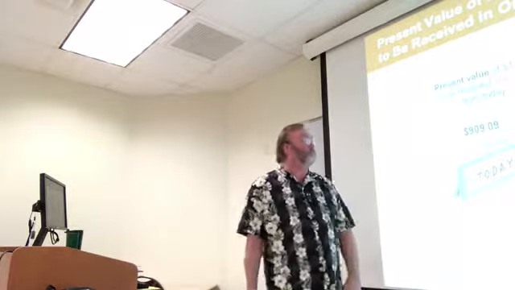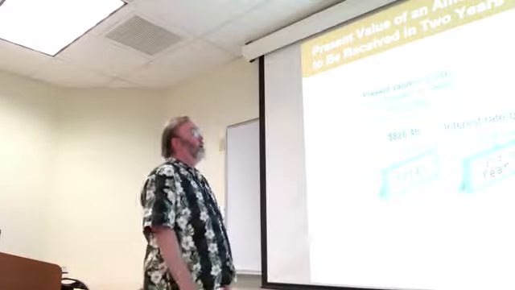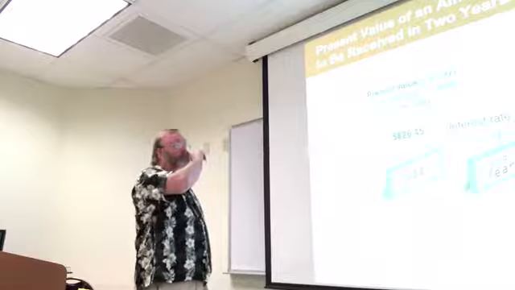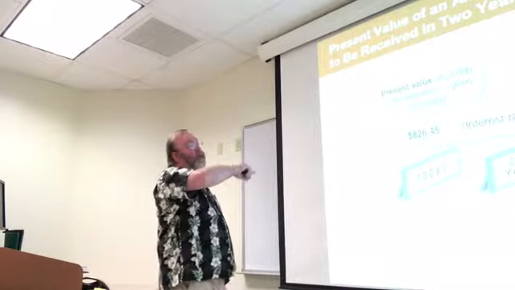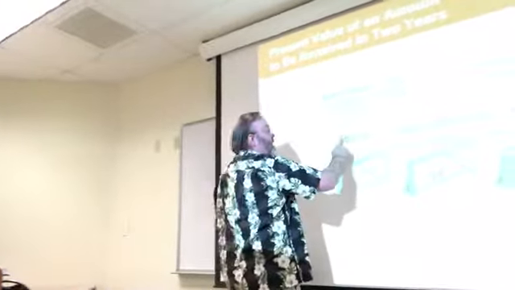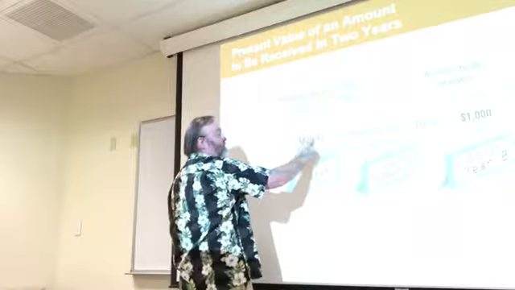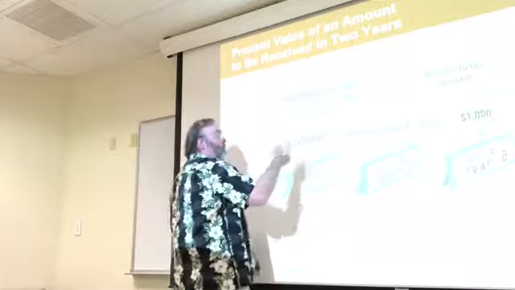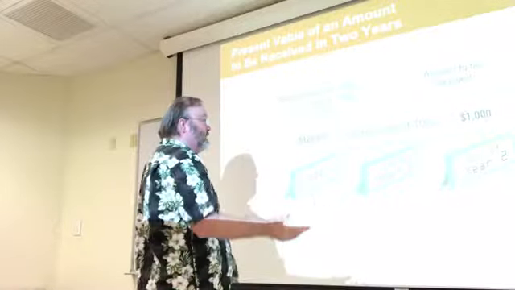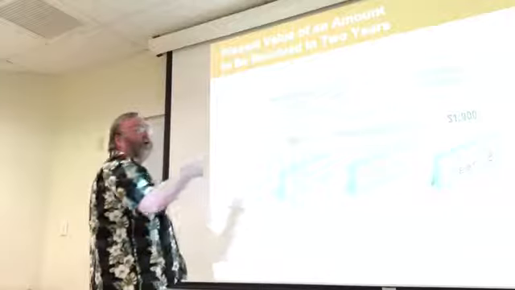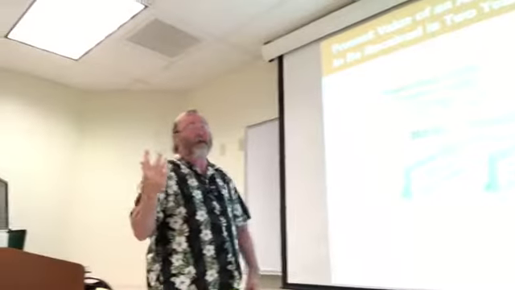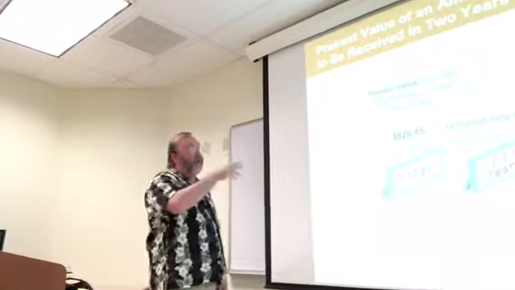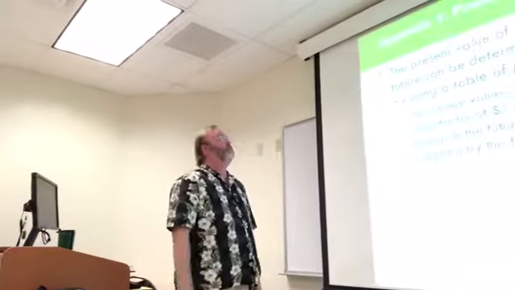All right? So the present value from 2 years is $826 because you can make 10% on that, so you'll make $82.65 in 1 year, which will bring you up to $909.09, and then you'll make another $90.91 that following year to bring you to the 1,000.